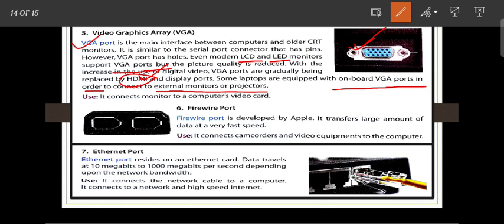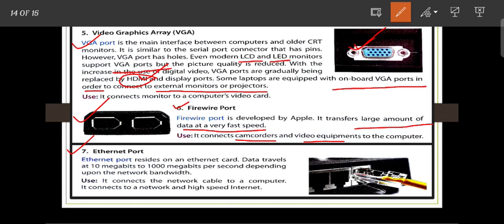Next is the firewire port. The firewire port was developed by Apple. It transfers a large amount of data at very fast speed. It connects camcorders and video equipment to the computer. This is an Apple device. In any Apple device you can see these firewire ports.